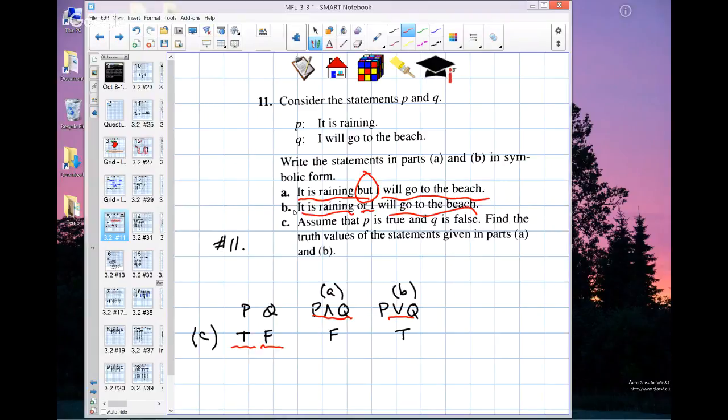But anyway, if you do the and, the rule for that is only true when both are true. And since they're not both true, that is false. And for the inclusive or, the rule is only false when they're both false, and they're not both false, so that one's true. So really, basically, all we had to do was a one-line truth table because they said they only wanted when P was true and Q was false.